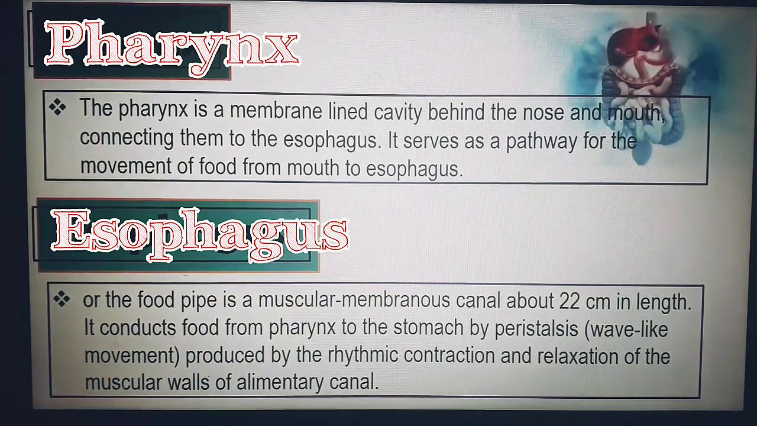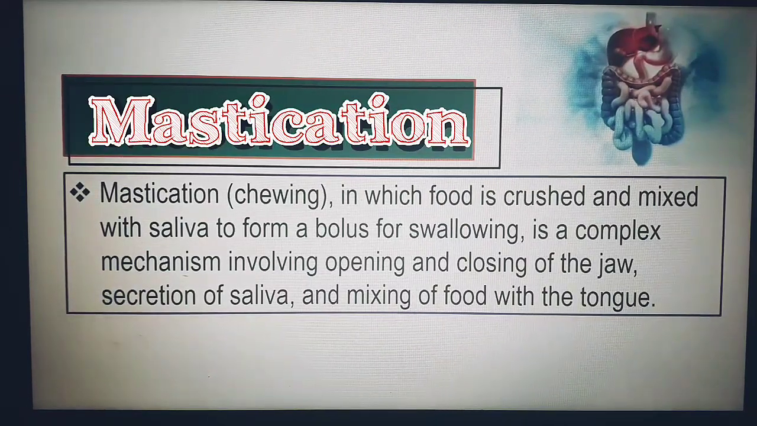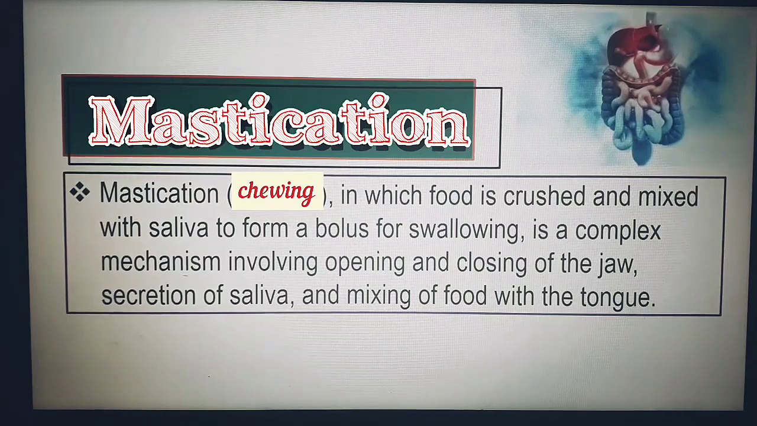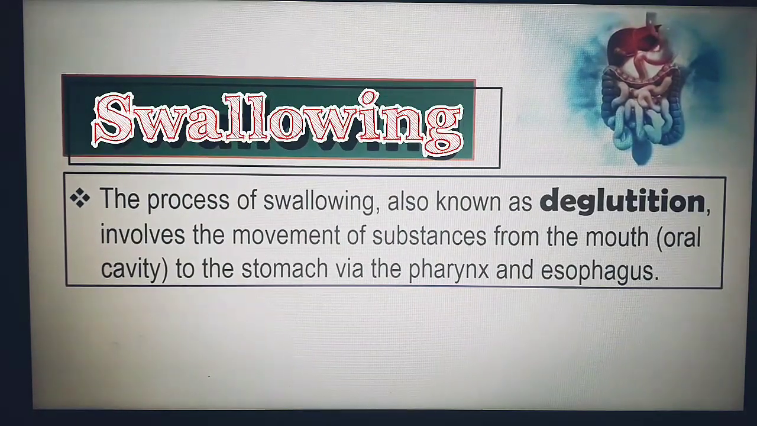Esophagus, or the food pipe, is a muscular membranous canal about 22 centimeters in length. It conducts food from pharynx to the stomach by peristalsis, or the wave-like movement produced by rhythmic contraction and relaxation of the muscular walls of the alimentary canal. Mastication. As simple as that, it's just chewing. The medical term for chewing. Swallowing. We call it deglutition.